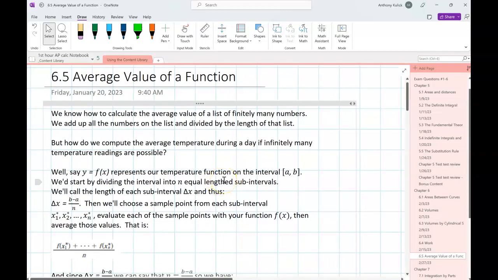So we know how to calculate an average, right? But if we want to talk about the average value of a function, we're talking about now having to add up infinitely many values for the function, right? When we start adding infinitely many things, what does that sound like? Sounds like an integral to me also.